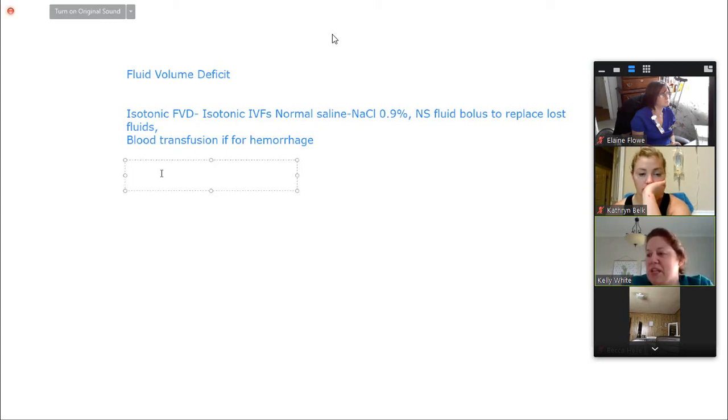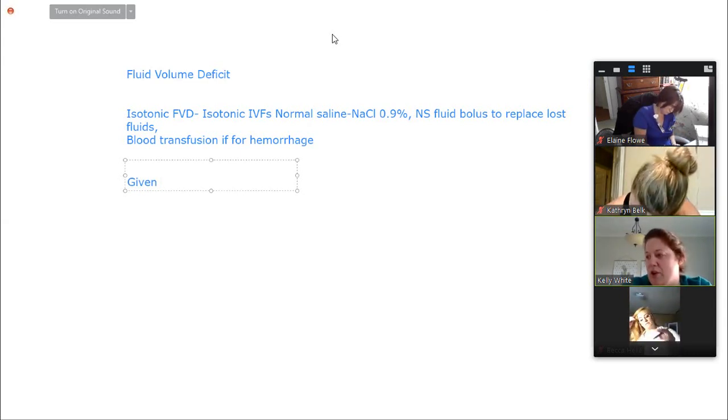All right, so we're going to give that fluid bolus until we achieve that adequate fluid volume or circulating blood volume.